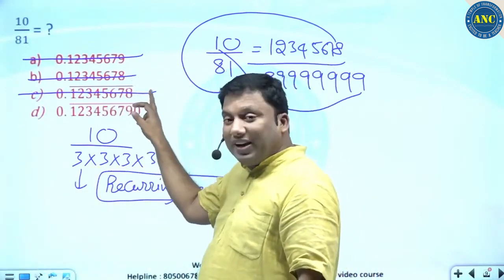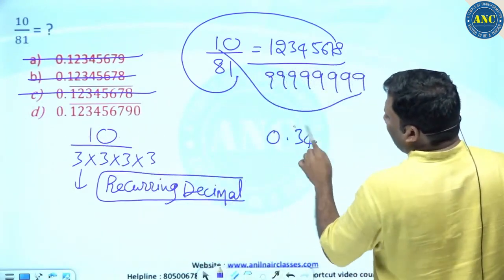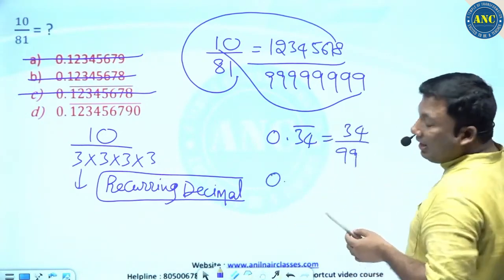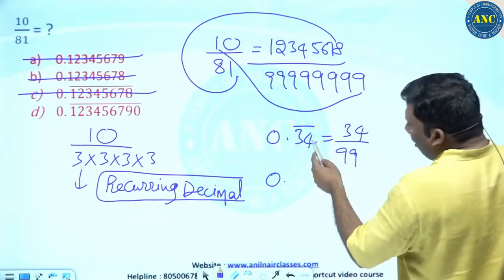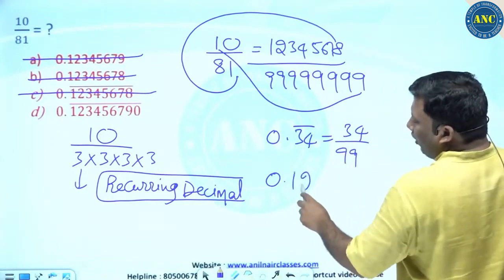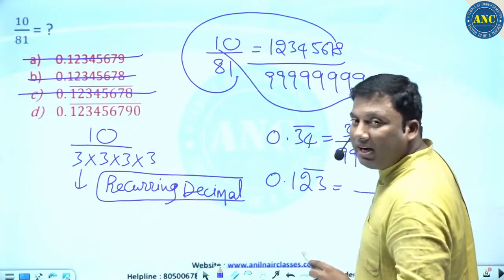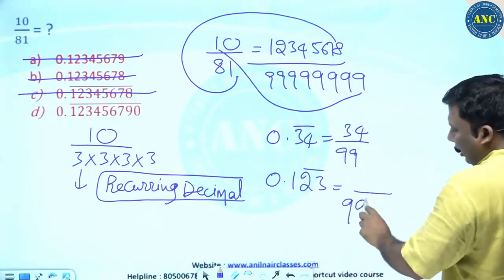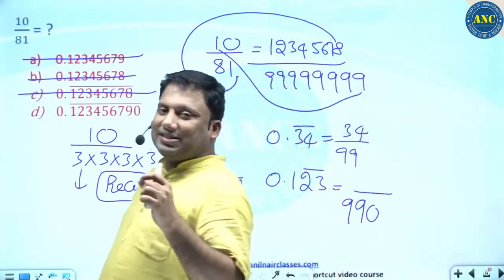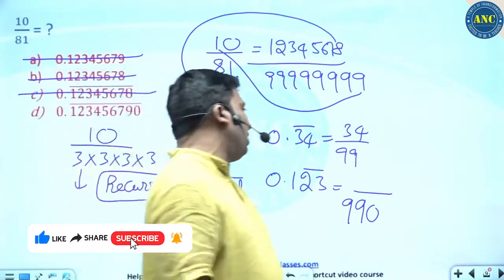1, 2, 3, 4, 5, 6, 7, 8 divided by... How do you write 0.34 bar? It is 34 by 99. How are we writing it? 3, 4: 2 digits are there, 2 bars are there, so 99 and 34. If it is 0.123 with 2 bars, after the dot, on how many digits is the bar? On 2 digits. So 990. After the dot, wherever a digit has a bar, it is 9. Wherever a digit has no bar, it is 0.